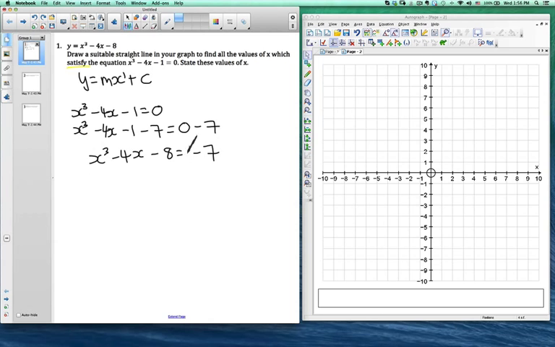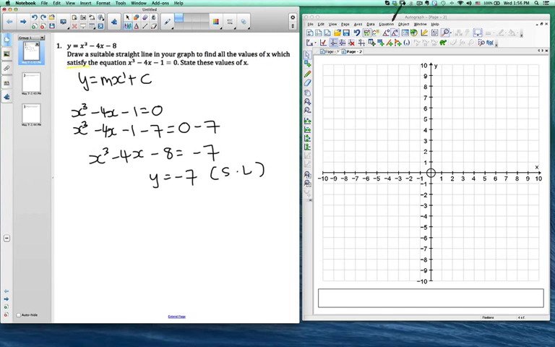So what is this? This is y, isn't it? Because y equals x cubed minus 4x minus 8. So this is y equals negative 7. This one basically is the equation of the straight line. I write the short form for straight line over here. But then how do you state these values of x?